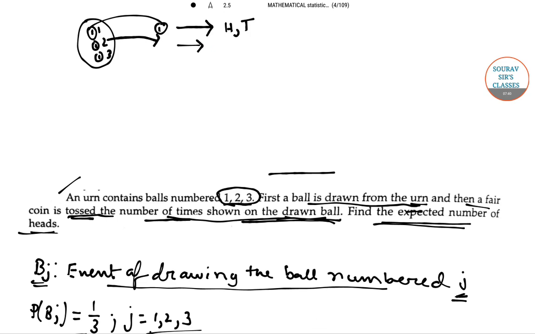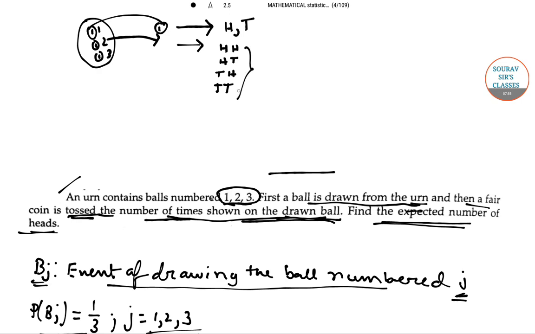So if we toss 2 times, then we'll have 4 possibilities. Either head head will come, or head tail will come, or tail head will come, or tail tail will come. So we'll have 4 possible ways. Now if the ball shows number 3, we will toss 3 times.